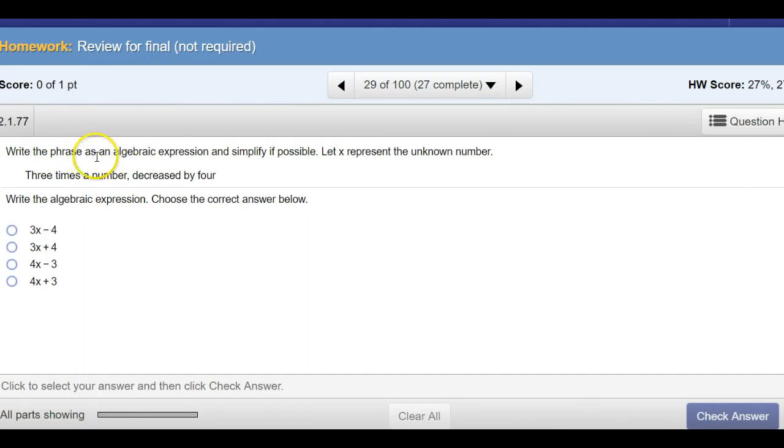Write the phrase as an algebraic expression and simplify if possible. Let x represent the unknown number. Okay, let's try this one here. 3 times a number, so 3 times a number. There's our number, 3 times a number, decreased by 4. So 3 times a number decreased by 4 looks like this first one here.